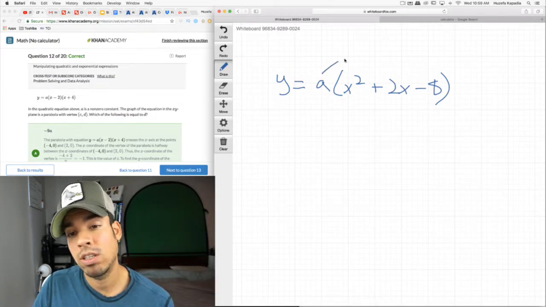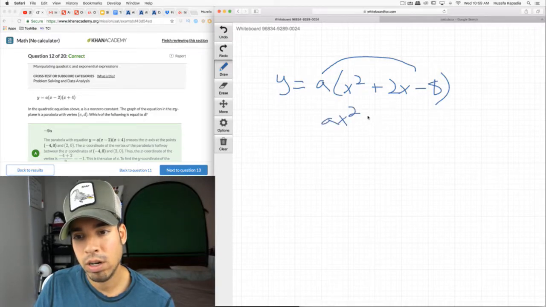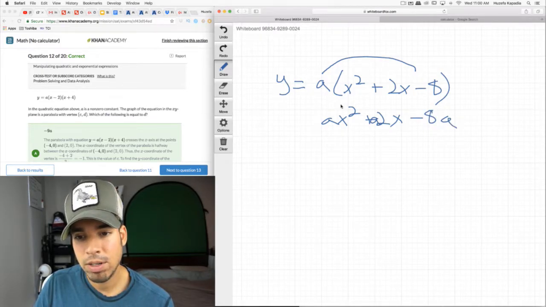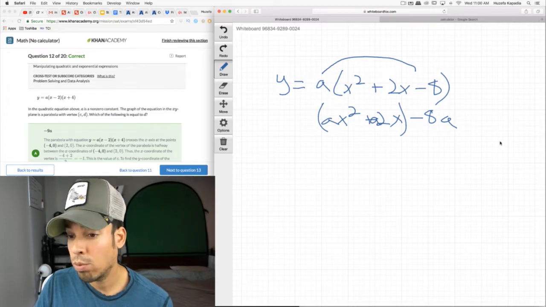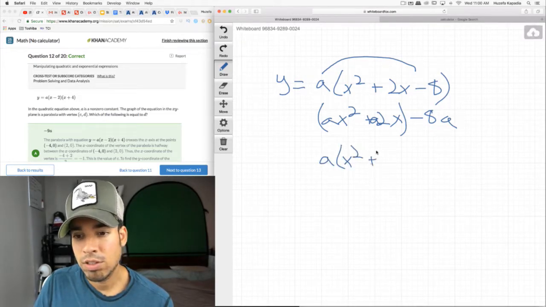So actually what I should have done to make it easier, first distribute the a, and we get ax squared plus 2a 2x minus 8a. Then this guy kind of goes away, and then I'm going to focus on just this part, where it not goes away, but it stays out here. Factor a back out again, plus 2x.